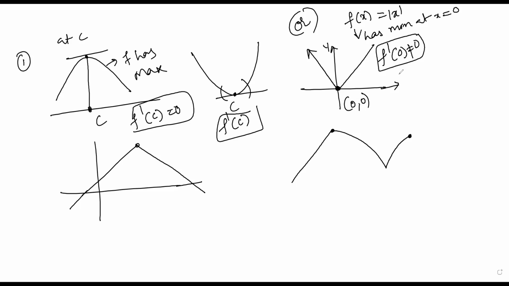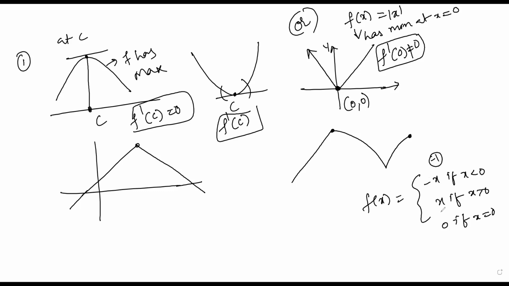When x equals 0, f of x we discussed: minus x if x is less than 0, x if x is greater than 0, 0 if x is 0. The left hand derivative is -1, the right hand derivative is +1. Therefore it is not differentiable at 0.